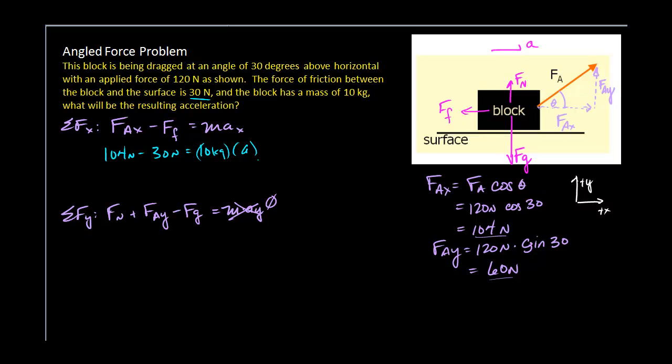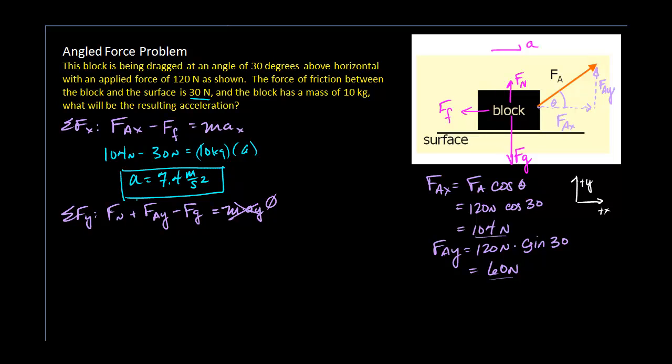And I have everything in this equation except for the acceleration. I can do 104 minus 30 gives me 74. Divide both sides by 10 kilograms, and I get the acceleration of this block is going to be about 7.4 meters per second squared. And that's all the question asks for. But I'm going to go ahead and do something extra.